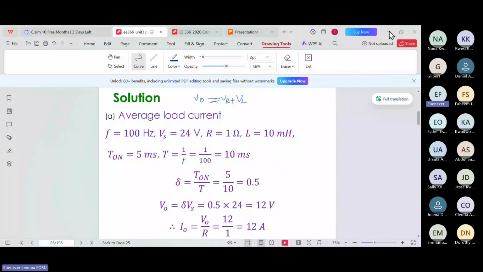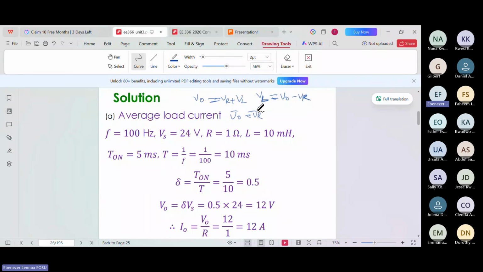All right, so let me just continue. So we know that when you go back to the waveform, the output voltage is equal to VR plus VL, right? So that means that VL will be equal to V naught minus VR, right? So during the time that the switch is on, this is what we are going to have. But we know that the average value, the average V naught is VR, right? So V naught average is equal to VR. So I think we should also take note of this information.